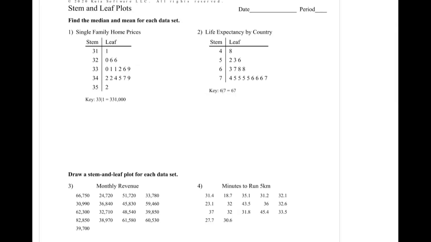With stem and leaf plots, a lot of times you have a key, like down here, 33|1 is 331,000. Which is useful, especially when you're finding the mean or the median. This is single family home prices. So let's look at the mean first. We will just add up all the values and divide by how many there are as usual. Just know as far as how to read this, a 3, 1, and a 1 is 311,000. I'm just going to call it 311 to make the mean easier for now.